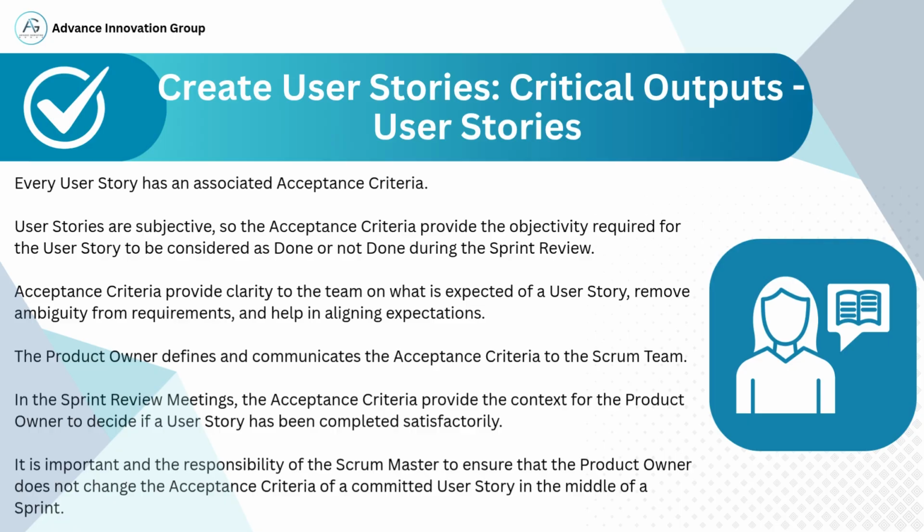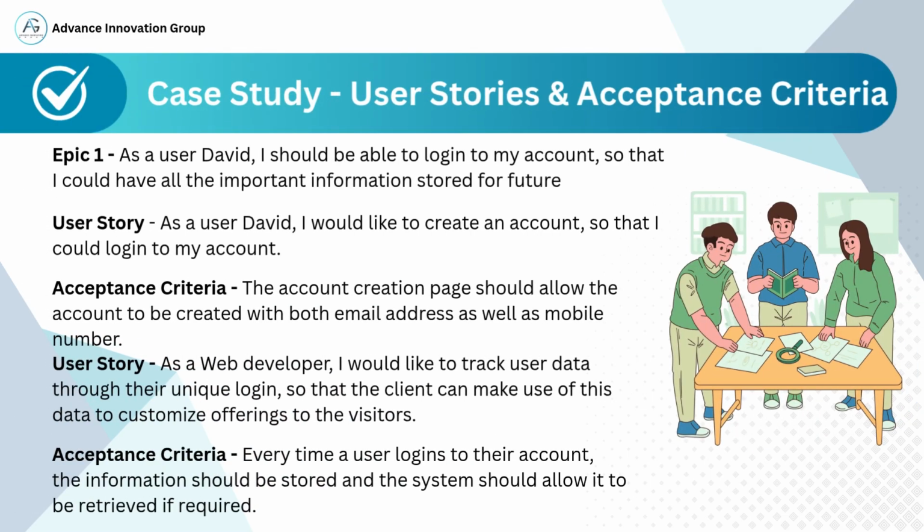been satisfactorily completed. One crucial point to note is that once a sprint has started, acceptance criteria should not be changed. It is the Scrum Master's responsibility to ensure that the product owner maintains this discipline, in order to protect the team from scope changes mid-sprint. In this slide, we're presenting a case study example that connects an epic, related user stories, and their acceptance criteria. The epic describes a high-level need.